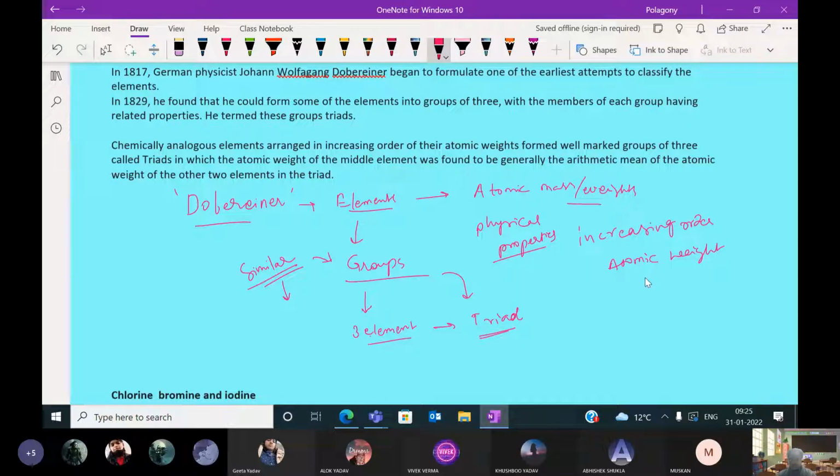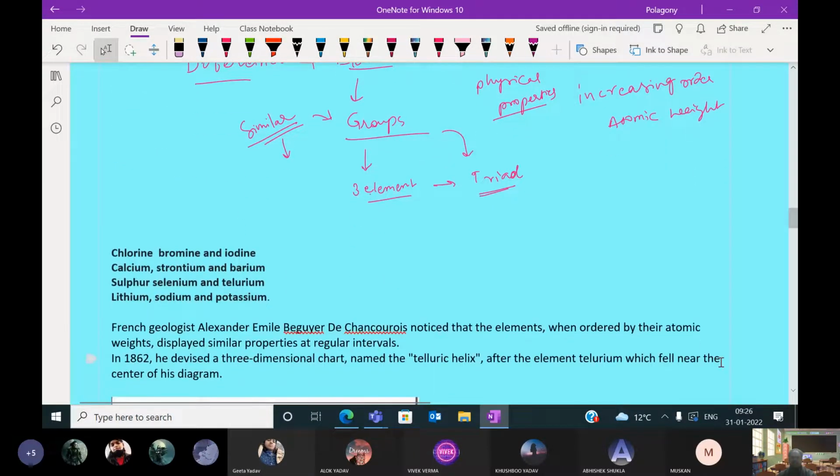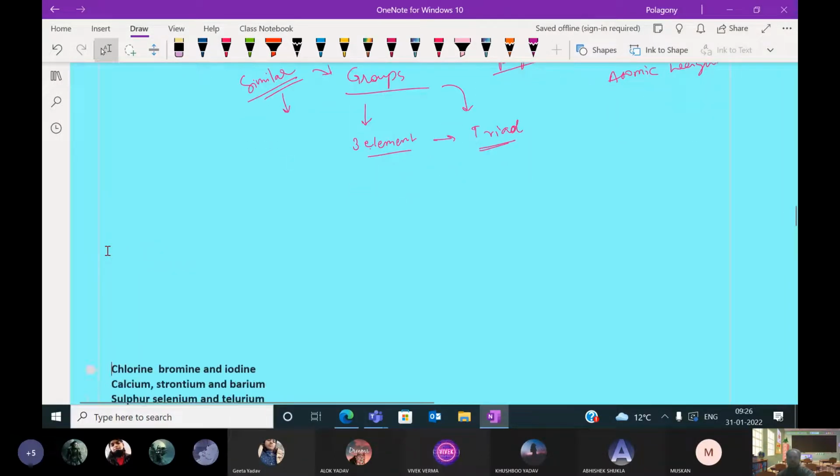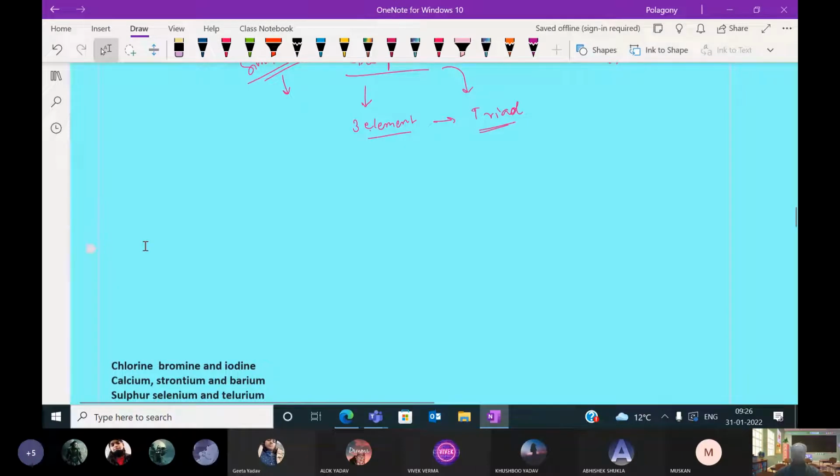One of the logical concepts in his classification was the arithmetic mean. That means for the first time, a logical, scientific classification was done by the scientist Doberner. Doberner classified the elements based on the concept of the law of triad. This is important for you. So what does the law of triad mean?